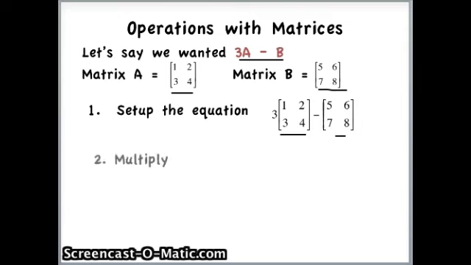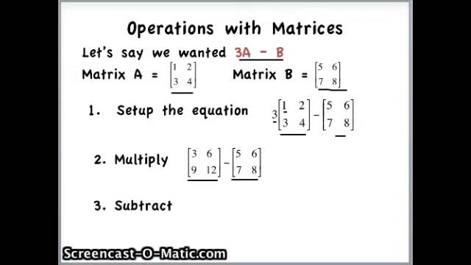The first thing we're going to do is multiply, because we still have to follow order of operations, and multiplication is before subtraction. So here, we've multiplied the 3 throughout this entire matrix. So we get this new resulting matrix, and we still are subtracting B, so we're going to leave that at the end. The last thing we have to do is subtract B from 3 times A, so we get this resulting matrix.